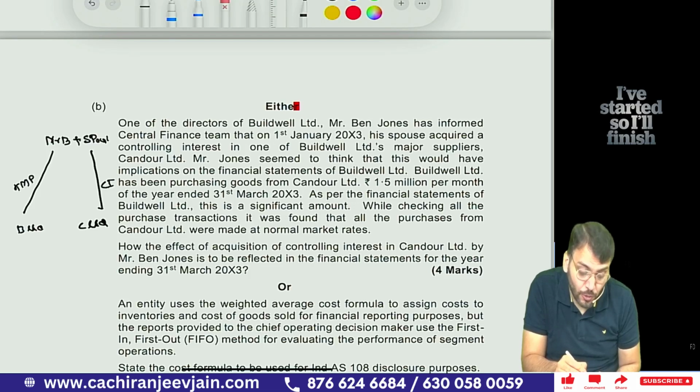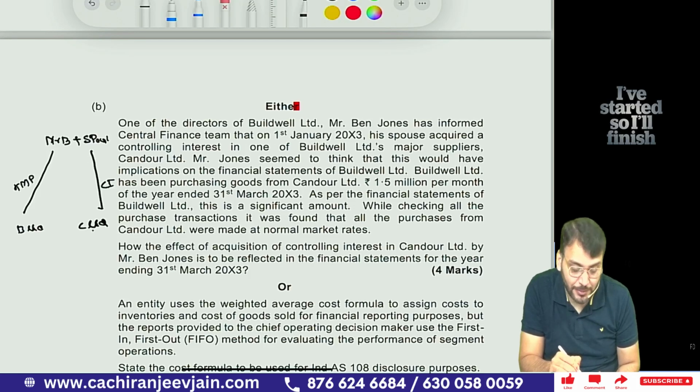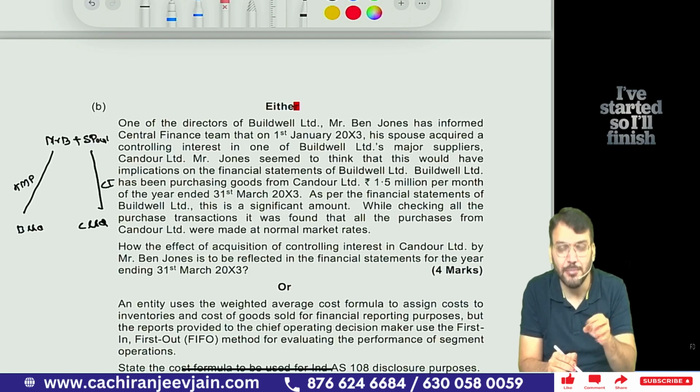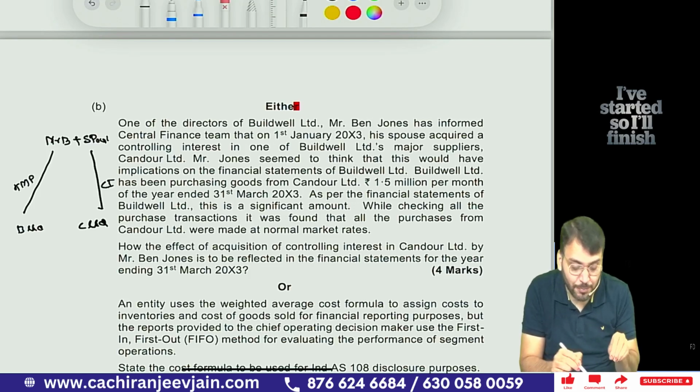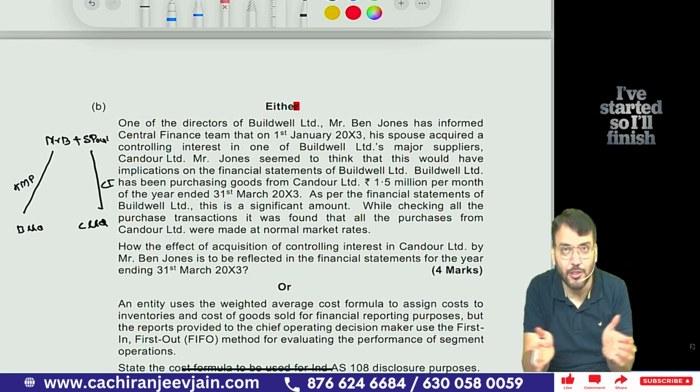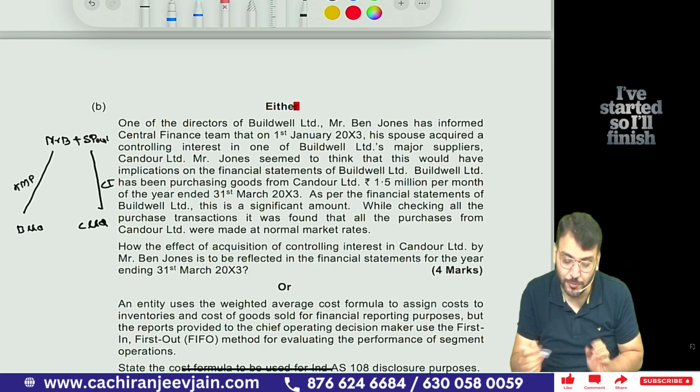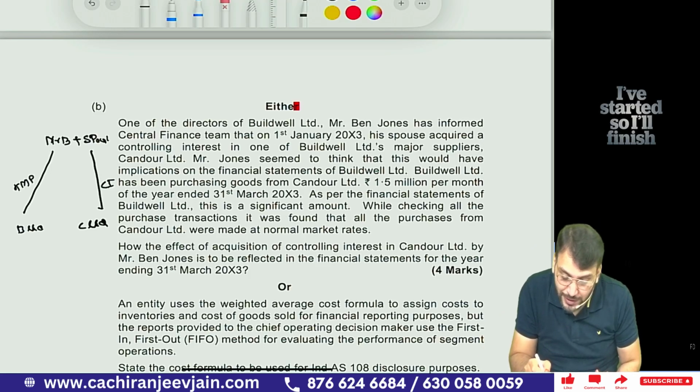Now Mr. B's close family member has acquired a controlling interest in C Limited. Therefore, C Limited, meaning Candover Limited, will be a related party of B Limited. Therefore, the transaction between B Limited and C Limited requires disclosure from the date of the existence of the related party relationship. Got this point? What have they given?